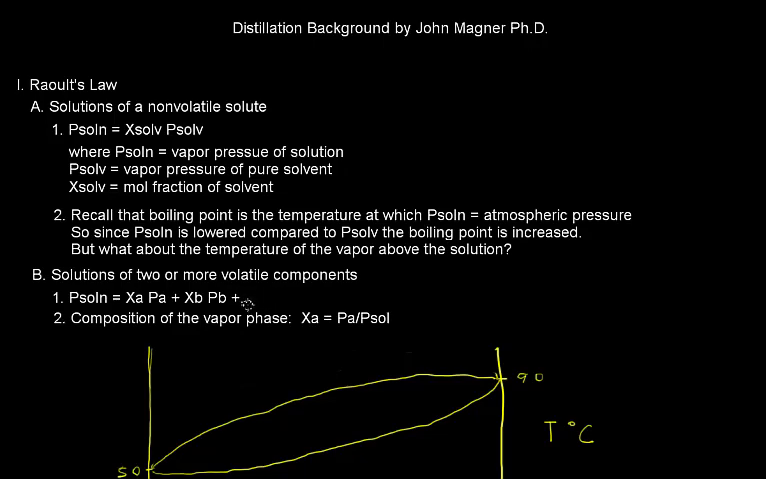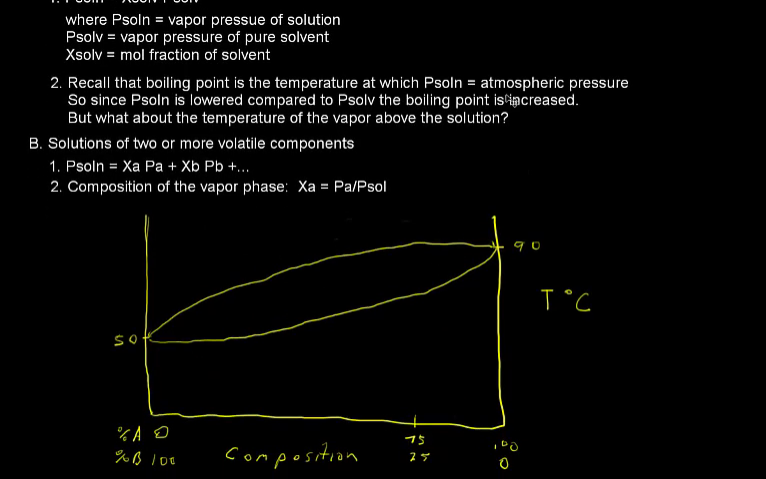So we can calculate the composition of the vapor phase above a liquid, because when you're boiling or distilling a solution of more than one volatile component, the vapor above the solution will contain both components, or all the components, if they're all volatile. So what we're going to look at down below here.